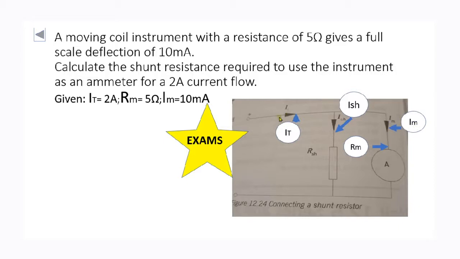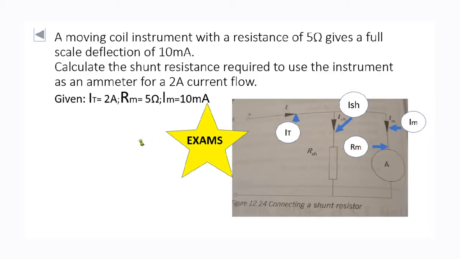But I have also been told that there is a 2 amp current flow that travels through the circuit. I'm going to label this 2 amp current flow IT. So I have IT, I also have IM. Then they told me that this instrument has a resistance of 5 ohms. So I'm going to call that RM, the resistance of the meter or the instrument.